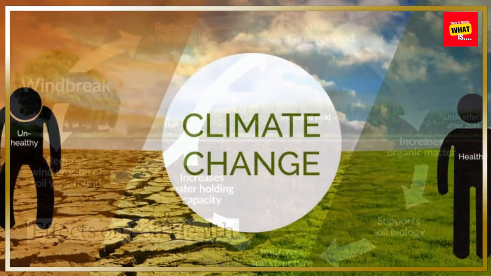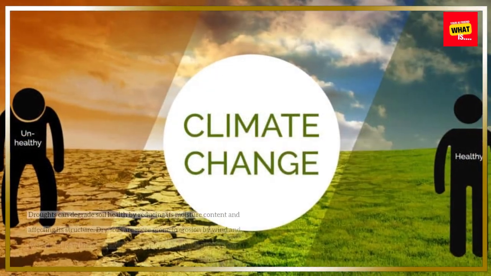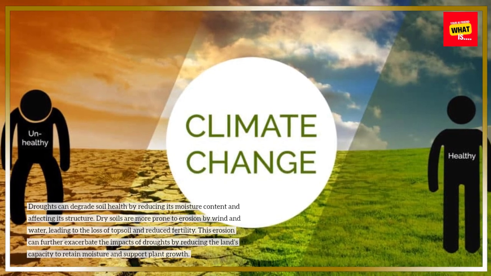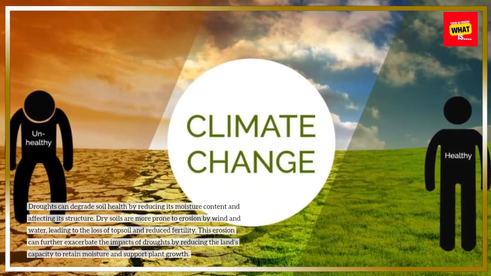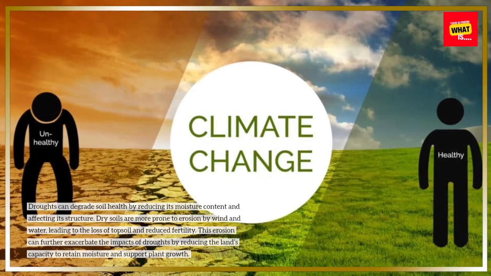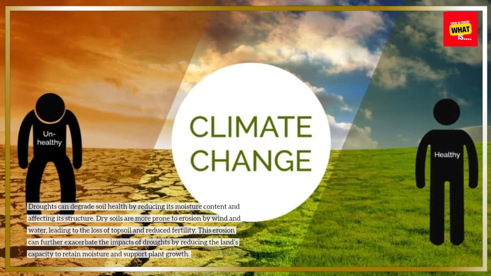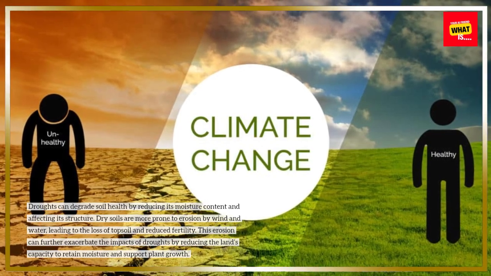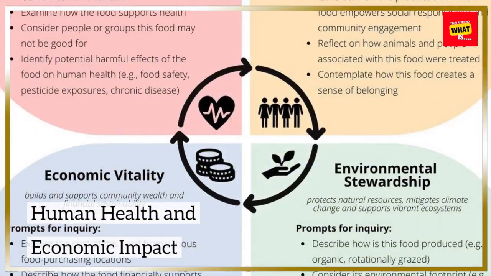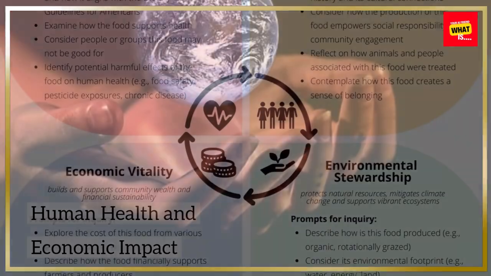Effects on soil health. Droughts can degrade soil health by reducing its moisture content and affecting its structure. Dry soils are more prone to erosion by wind and water, leading to the loss of topsoil and reduced fertility. This erosion can further exacerbate the impacts of droughts by reducing the land's capacity to retain moisture and support plant growth.